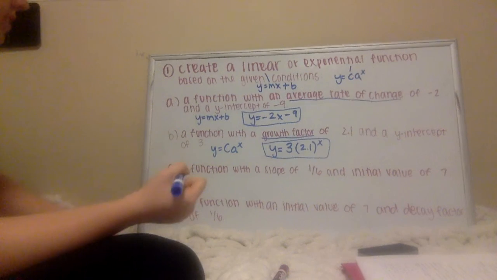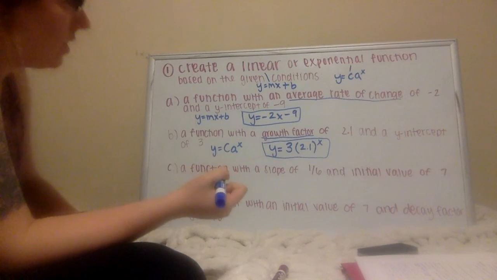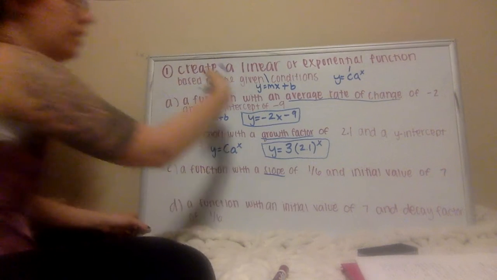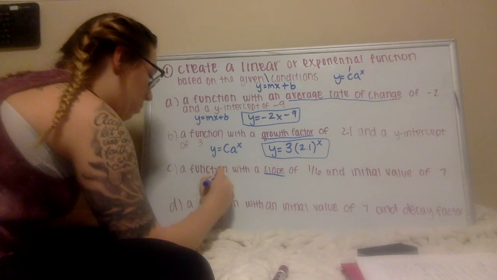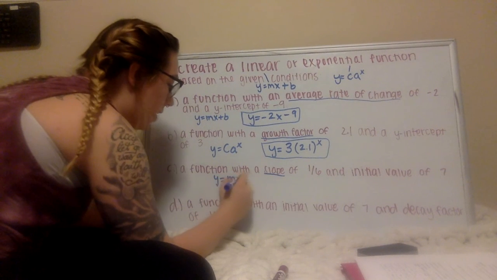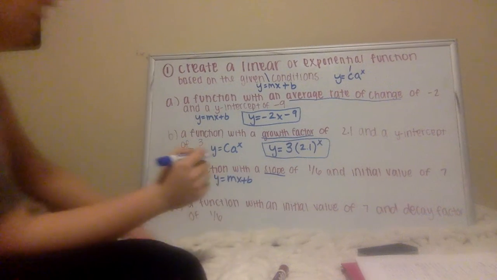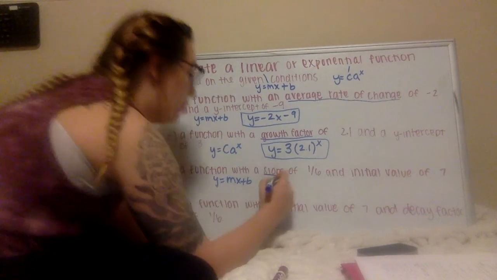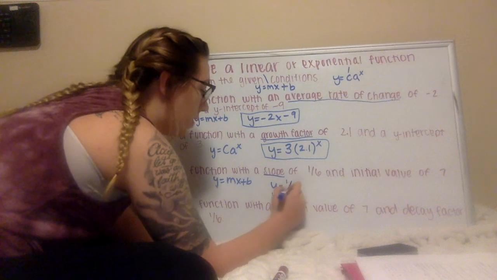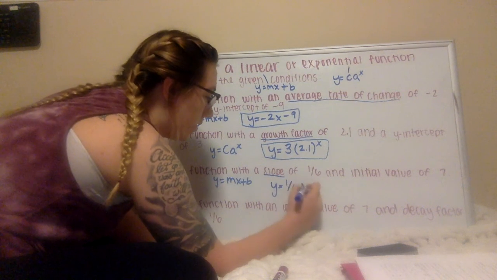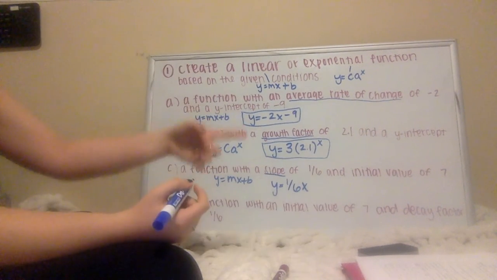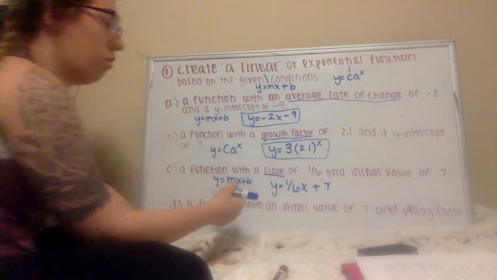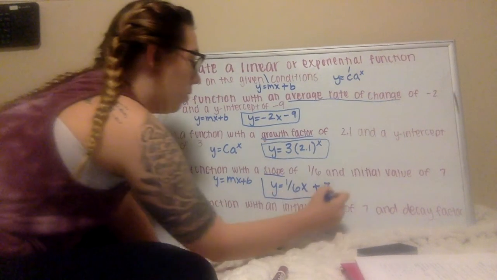Alright, so part C says a function with a slope of 1/6 and an initial value of 7. Well, we know that we're working with slope, so we need a linear equation, so it's going to be in the form y equals mx plus b. We have a slope of 1/6, so we can fill that in for our m, so we have y equals 1/6 x, and an initial value of 7, so we add our plus 7 and fill it in for our b, and then this is our answer for part C.